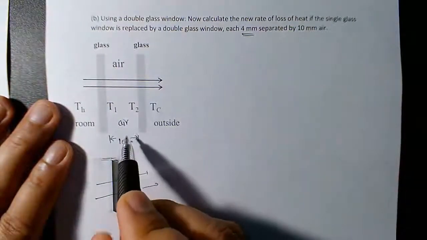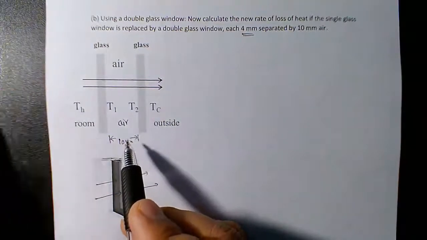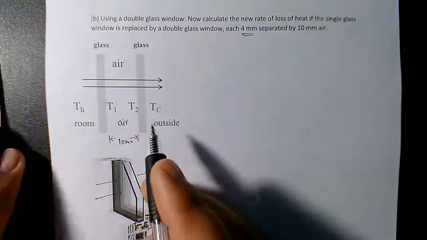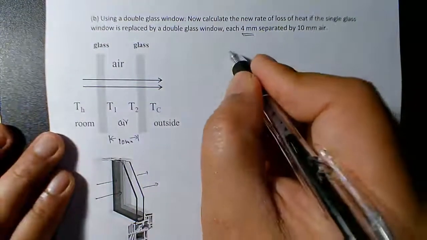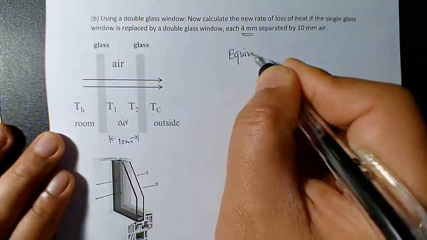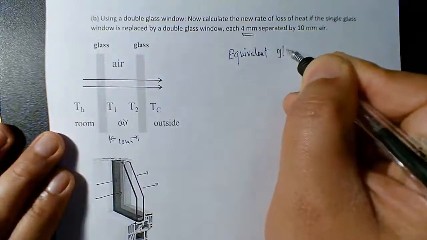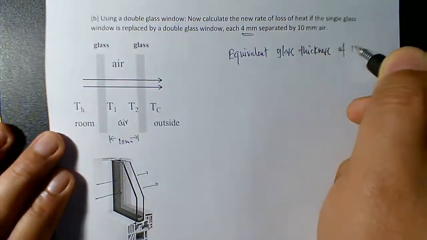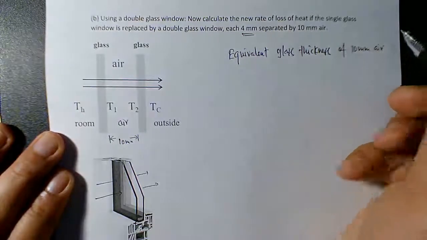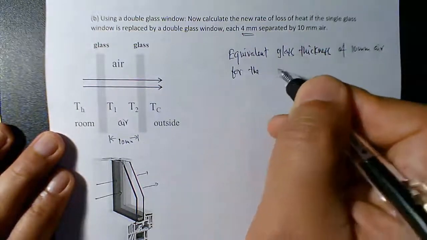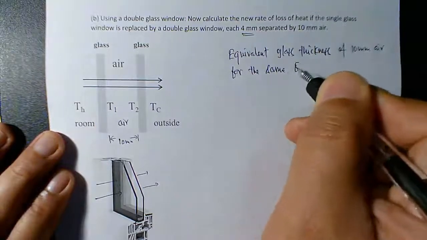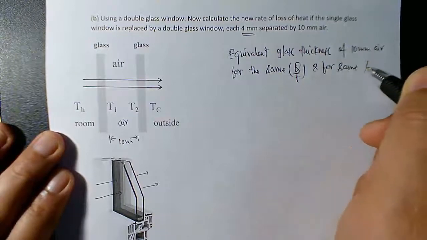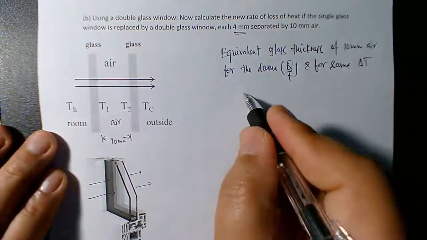what's the equivalent glass thickness of this 10 millimeter air for the same temperature difference. So we want to find the equivalent glass thickness of 10 millimeter thickness of air for the same loss of heat and for the same temperature difference between two ends, right? So we're going to do this.